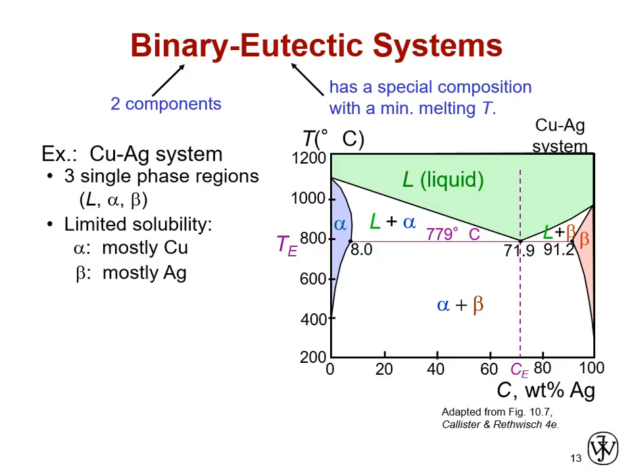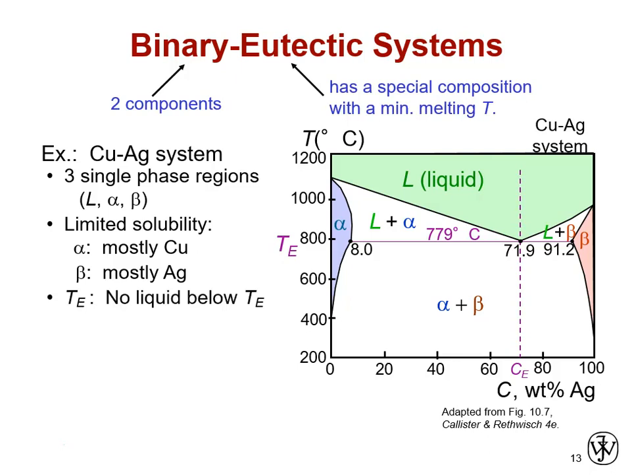And the single-phase solid solutions, they are not very big regions. You can't put very much silver into alpha before it wants to form another phase, whether it's a liquid phase, if we're at temperatures above 779, or forming the beta solid phase, if we're below that. So very limited solubility, and more limited over on the silver side. Beta can take less copper than alpha can take silver.